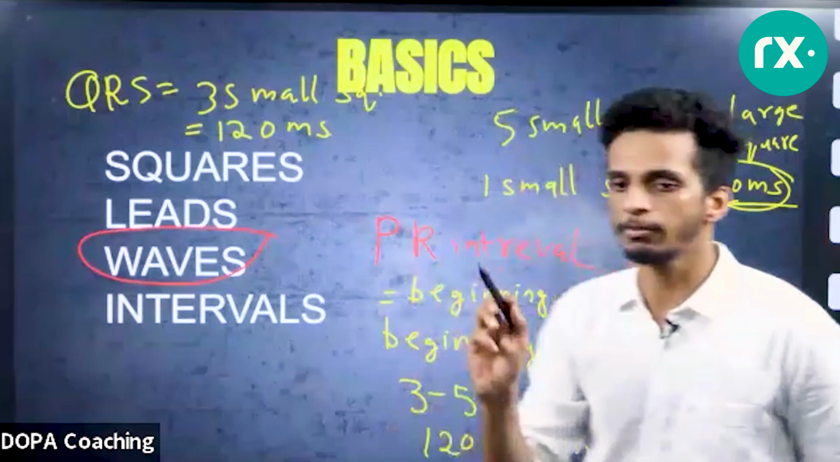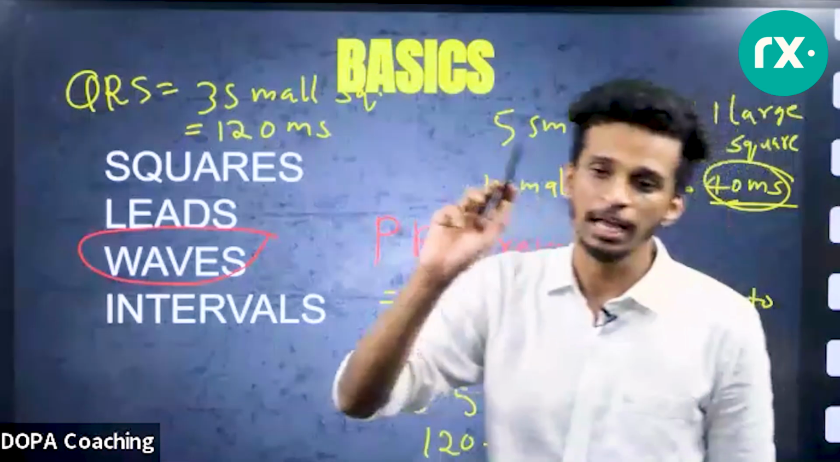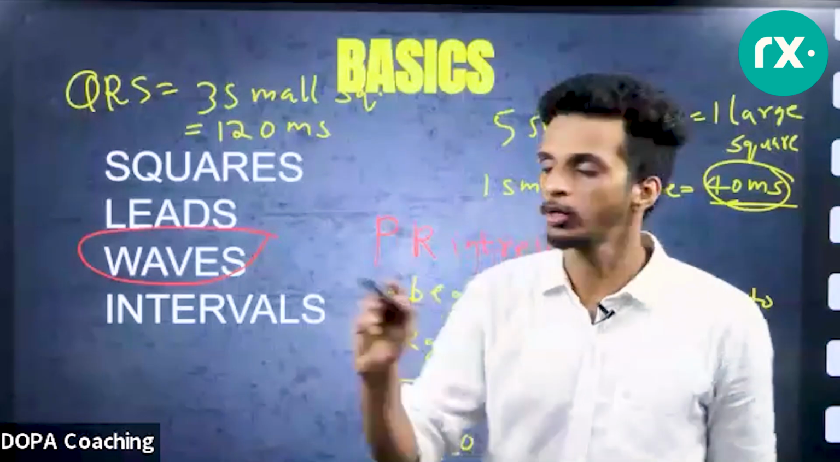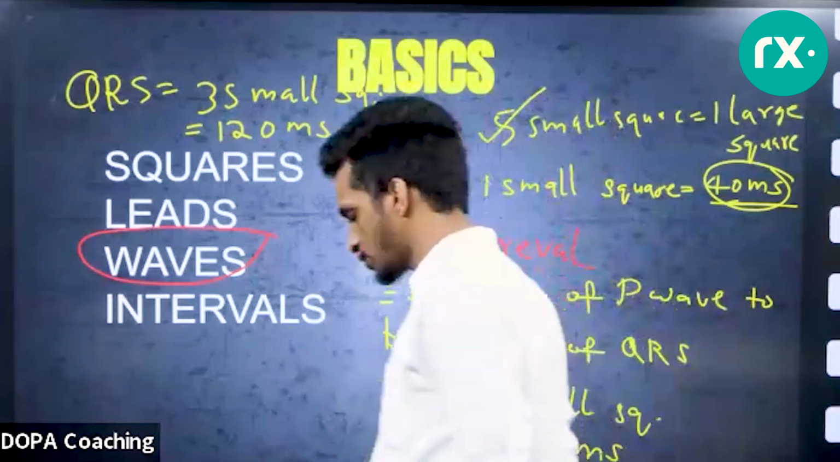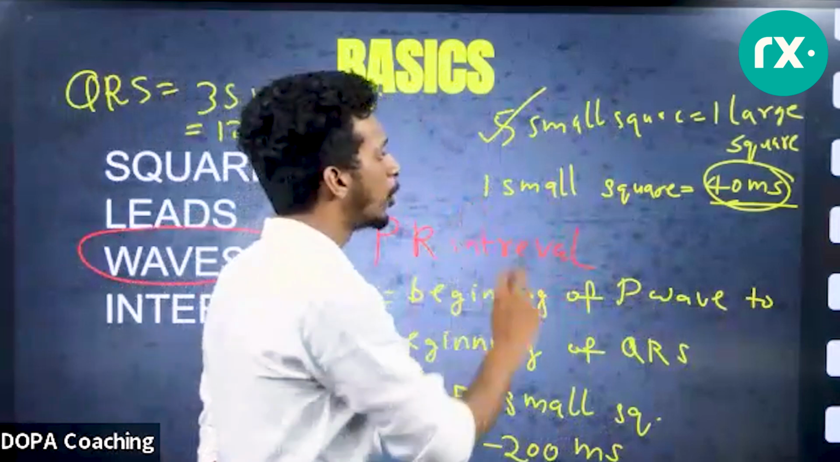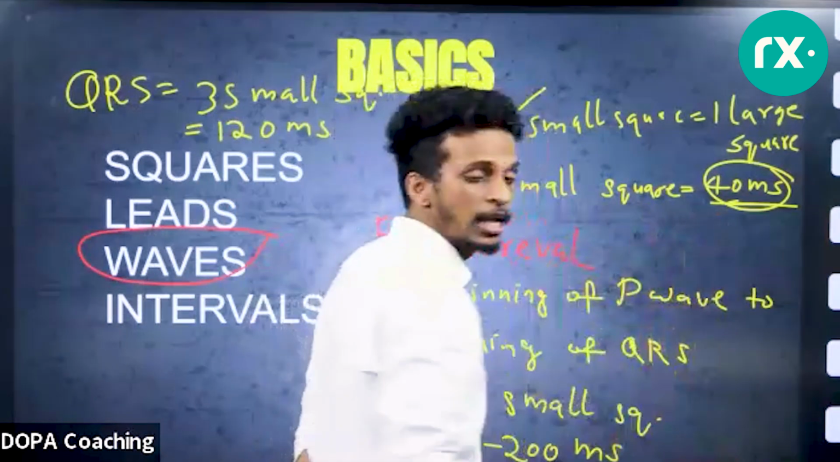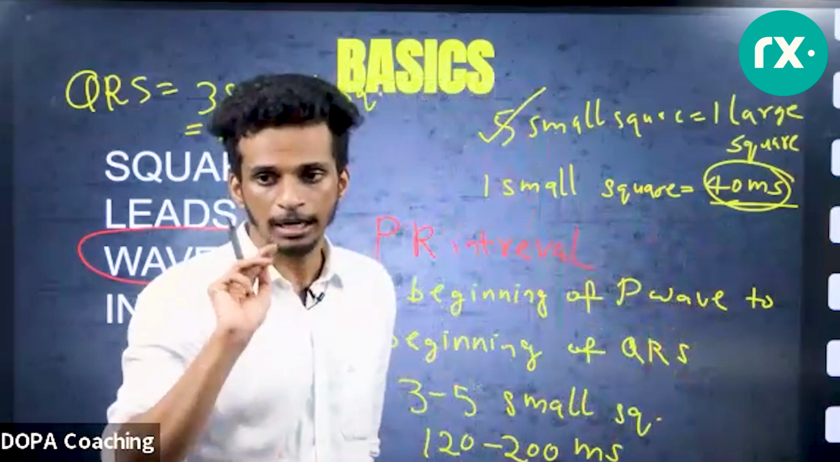Once again, I'm just revising. We have squares, which will be small squares and large squares. 5 small squares are equal to 1 large square. That's our first point. Secondly, the duration of one small square is around 40 milliseconds. That's the second important point.